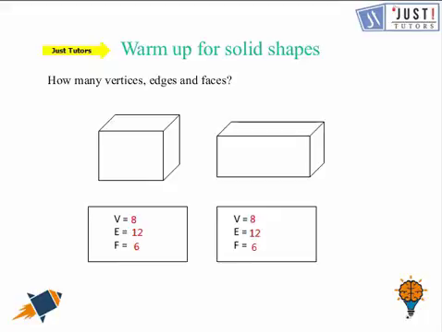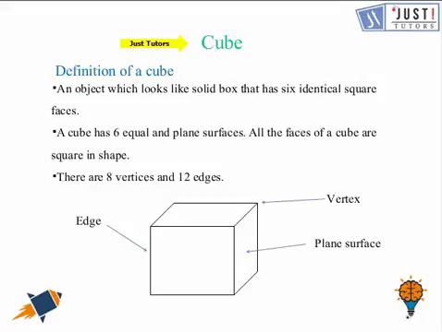So you can see, even though the vertices, edges and faces are the same, the objects are different because one is made up of squares on all sides and the other is made up of rectangles. With this, we are good to move ahead to learn more about a cube. It is an object which looks like a solid box having 6 identical square faces. Look at this picture. You can see that a cube is made up of squares which are all identical, that is exactly the same size.